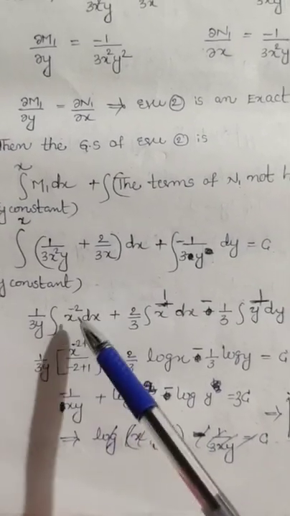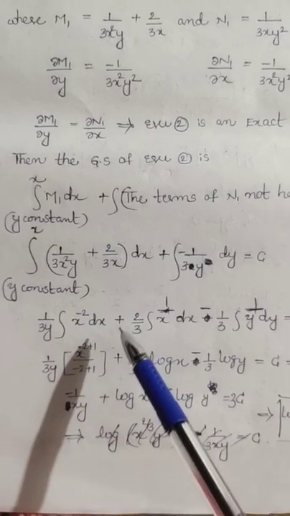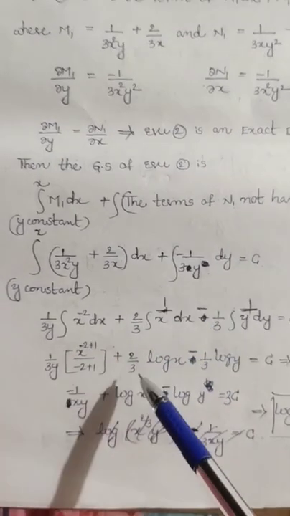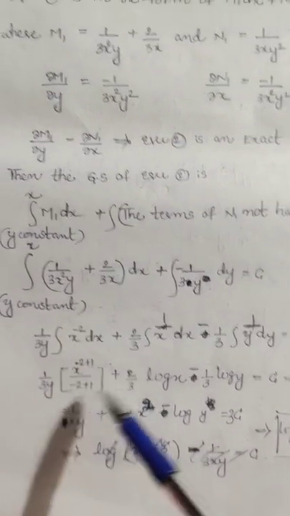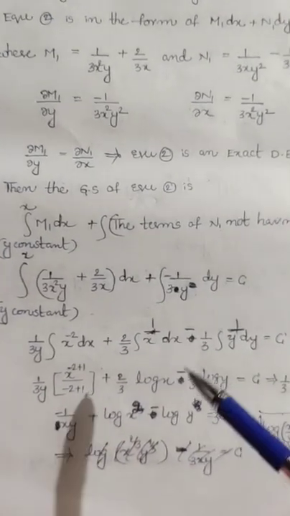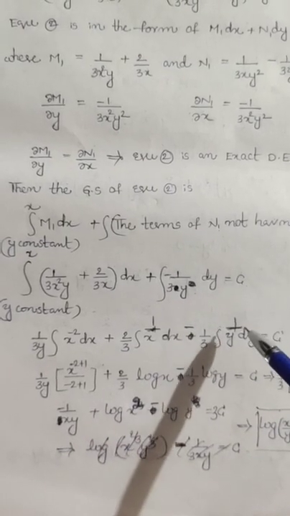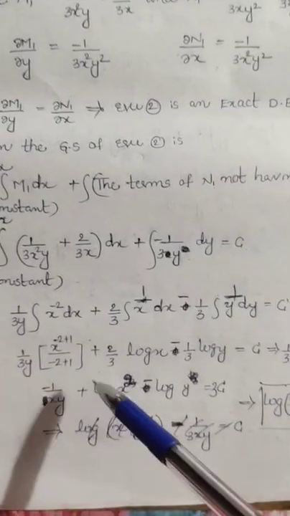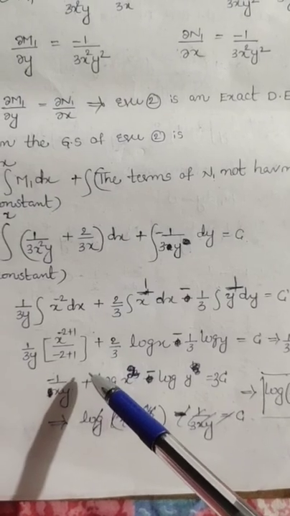So 1 by 3y into, so it is in the form of integral of x to the power of n into dx. Then the formula for integral of x to the power of n into dx is x to the power of n plus 1 by n plus 1. So that x power minus 2 plus 1 by minus 2 plus 1, plus 2 by 3 integral of 1 by x dx, value is log x, minus 1 by 3 integral of 1 by y dy, value is log y equal to c. So this x power minus 1 by minus 1.